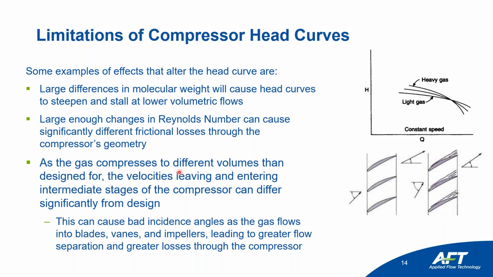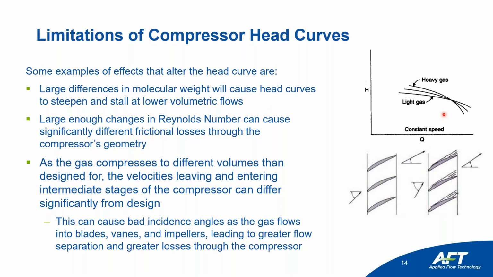So here are some examples of those effects that can alter your head curve and why they exist. Large differences in molecular weight, as I mentioned, will cause head curves to change. They specifically change by steepening with heavier gases and flattening out with lighter gases. Also, heavier gases will reach that stall line and start to stall out at lower volumetric flow rates than the lighter gases, which you can see have more of an operating range before hitting any stall conditions.